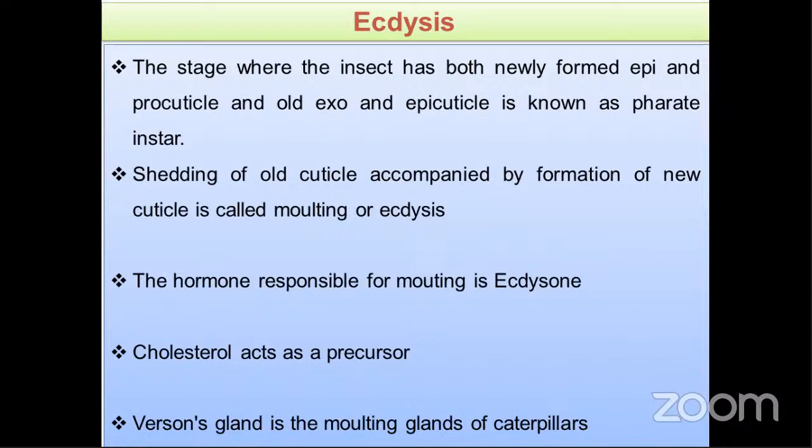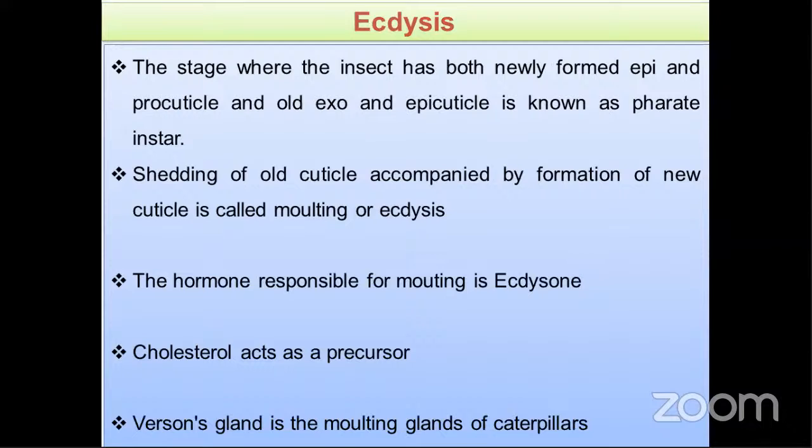This is due to some muscular activity or pressure of blood, that is, pressure from the circulatory system. Due to the muscular activity of the developing insect, and also because of swallowing of air and water, there is distension of the gut. Finally, the shedding of the old cuticle accompanied by the formation of new cuticle we call molting or ecdysis.